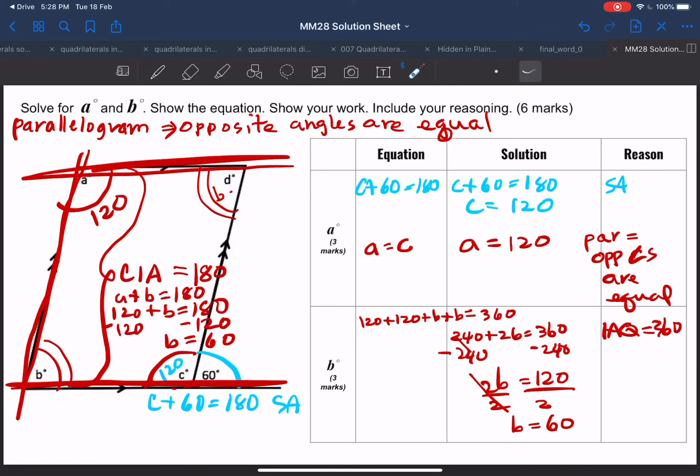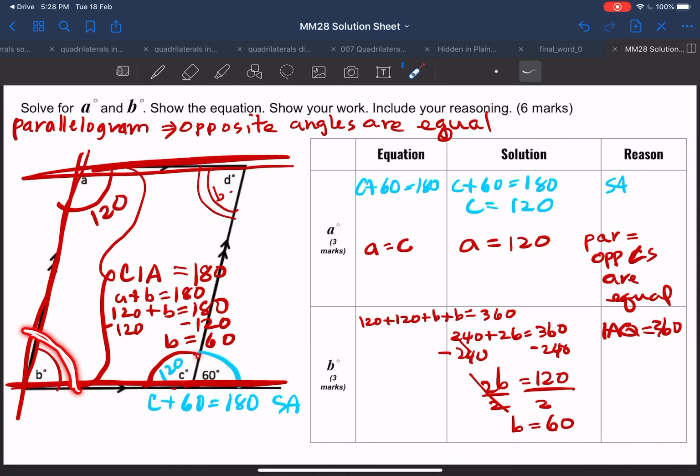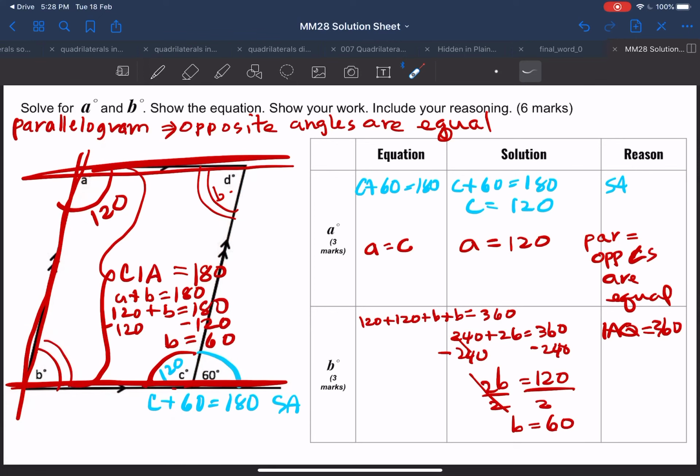Another way of looking at it: if these were your parallel lines, and this is your transversal, B and 60 are corresponding angles. Corresponding angles are equal. That's why 60 is equal to B. So, three ways of solving for B. I'm going to leave you with two ways. I don't want to confuse you more, but some of you used consecutive interior and corresponding angles. And that's a very good use of transversals in solving problems that involve quadrilaterals.